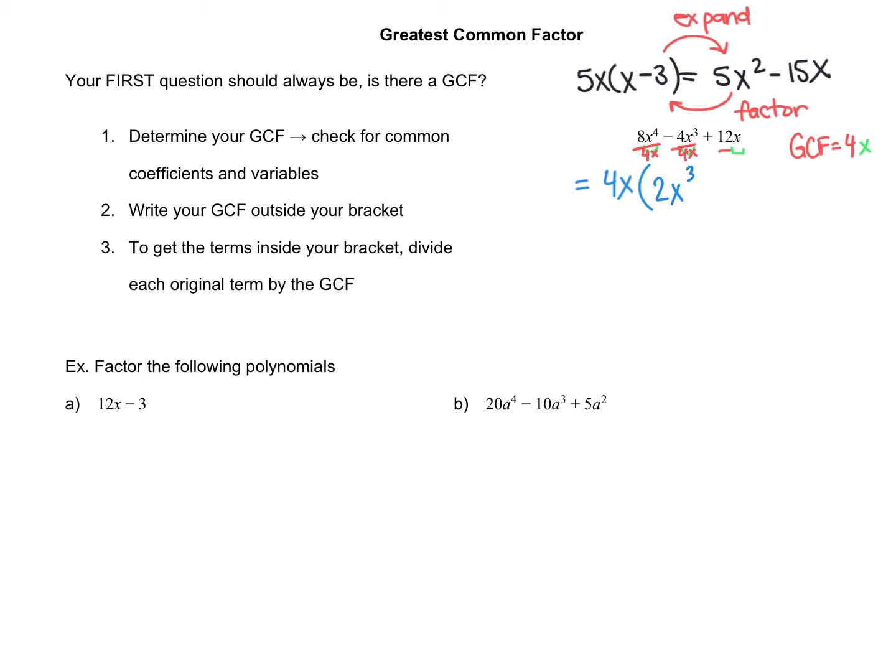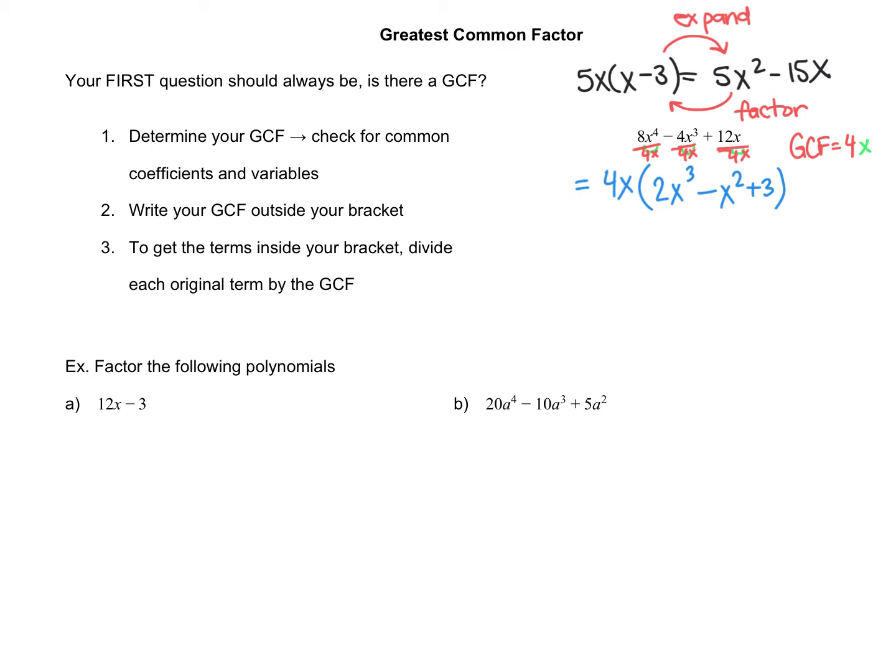4x cubed divided by 4x. Well, negative 4 divided by 4 is negative 1. x cubed divided by x is x squared. And finally, 12x divided by 4x is just positive 3. And there it is. And you, like I said, you can do a check here. We already checked the first one, but if I do 4x times negative x squared, I do get negative 4x cubed. 4x times 3 is 12x, so we know we did this correctly.